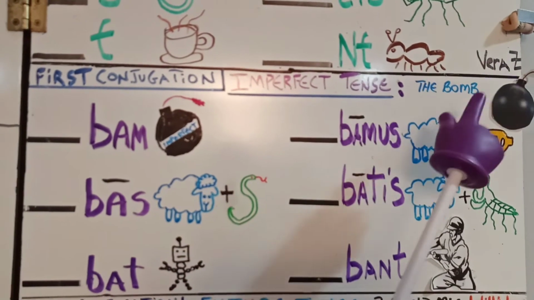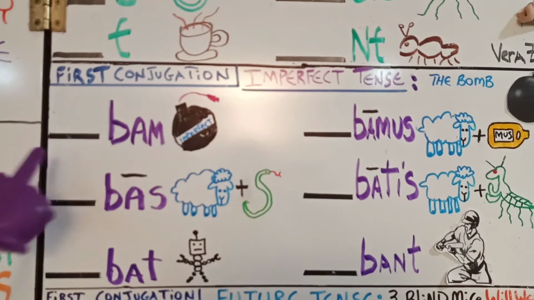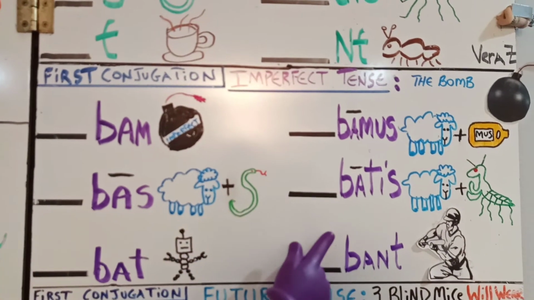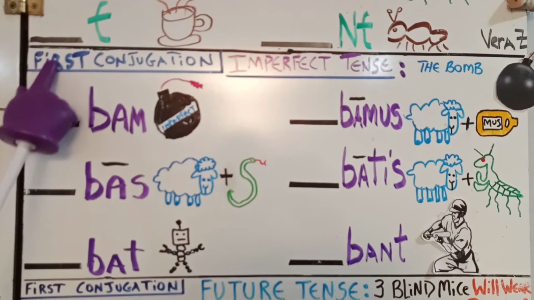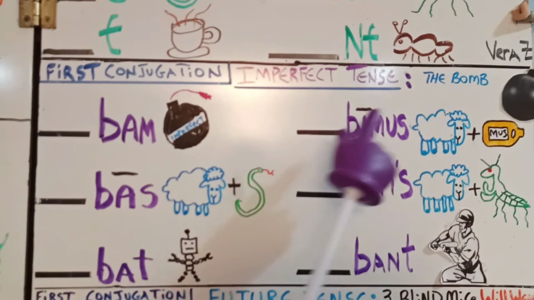Imperfect tense is the bomb. Bomba spot. Bomba spot to spont. First conjugation imperfect tense.